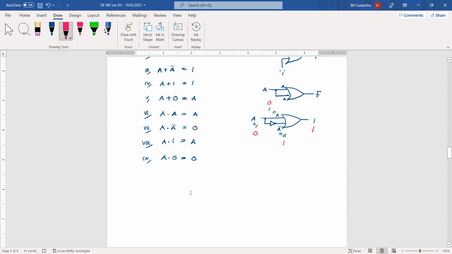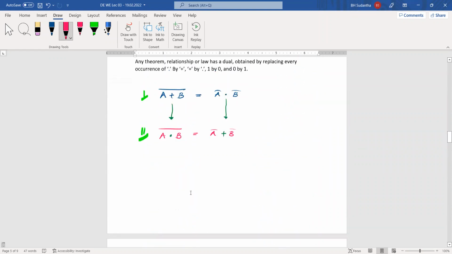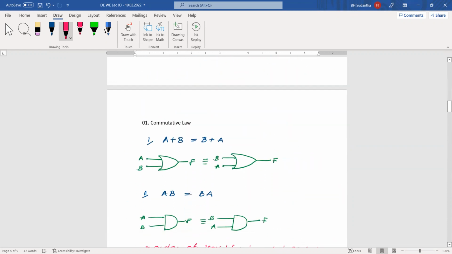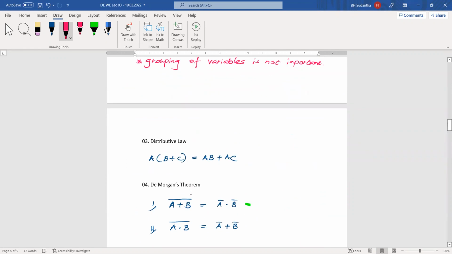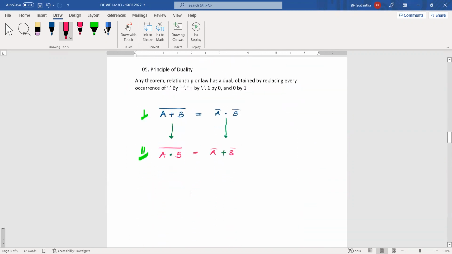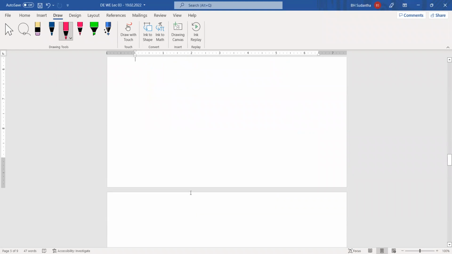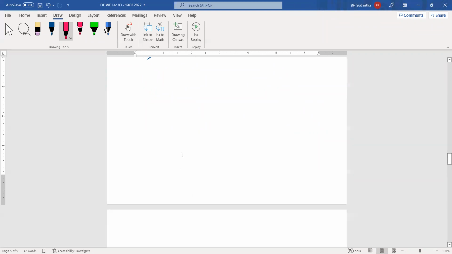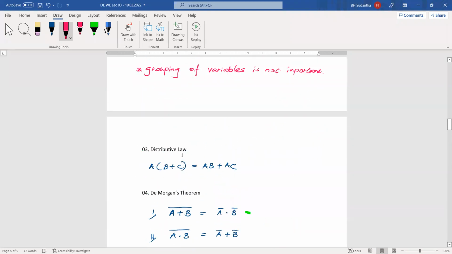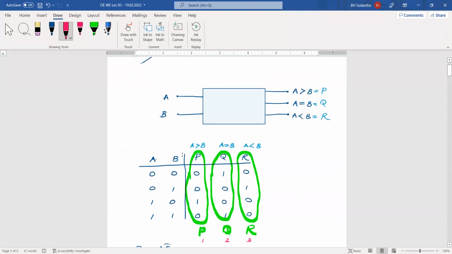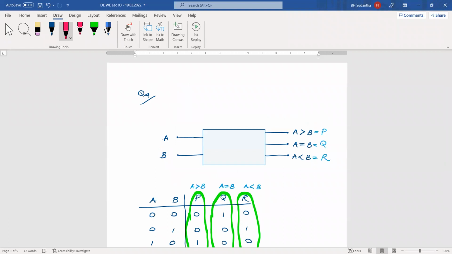Okay, with this one, then what can we do? Now we have learned many theorems and laws here: commutative law, associative, distributive, De Morgan's theorem, principle of duality, and logical identities. What is the purpose of learning these things? What is the purpose of adding these things to our list? Actually, now using these things, we can rearrange our equations. Shall we try it? Okay. For example, you may remember, I'll show you.